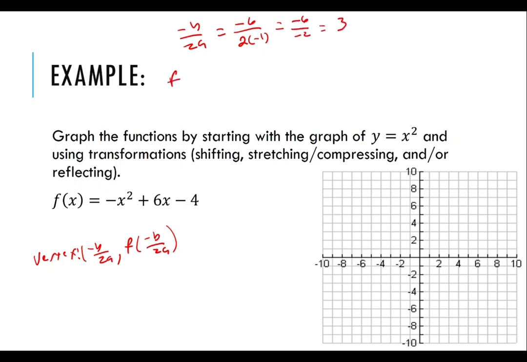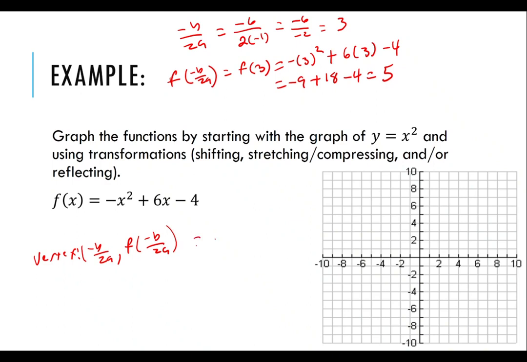And then if I want to find f of -b over 2a, that's just f of 3, which is going to be -3 squared plus 6 times 3 minus 4. -3 squared, the negative's on the outside, so that's really -9. 3 times 6 is 18 minus 4. That's going to leave us with +5. And so now I know that my vertex is the value 3, 5.